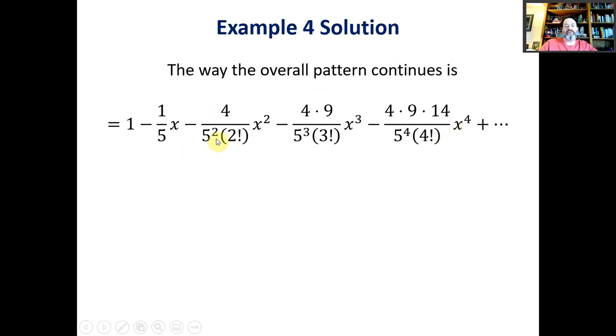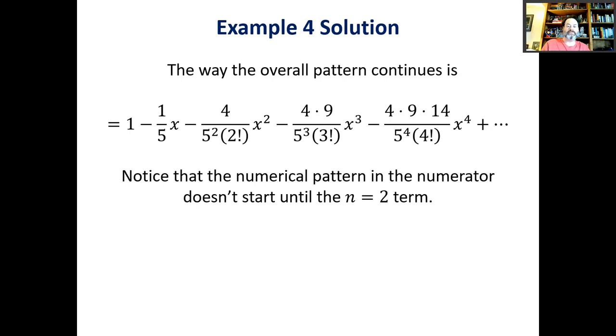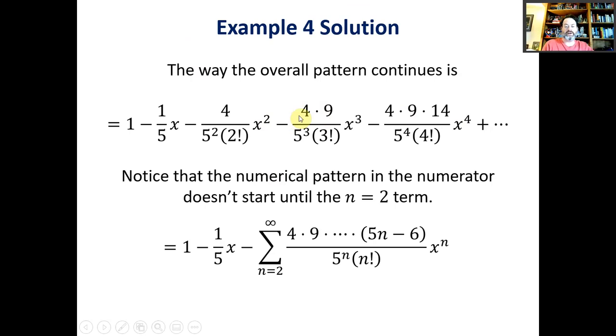So we definitely have a 5 to the n in the denominator. We definitely have an n factorial. We definitely have an x to the n. What's the relationship between these numbers and n? You have to take out that k minus 1 and put back in something that is a function of n. And again, notice the numerical pattern in the numerator doesn't start until the n equals 2 term, right? The going up by 5 each time doesn't start. So I'm pulling the first 2 terms out.